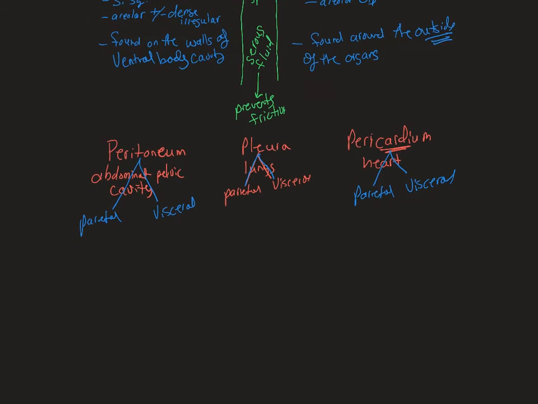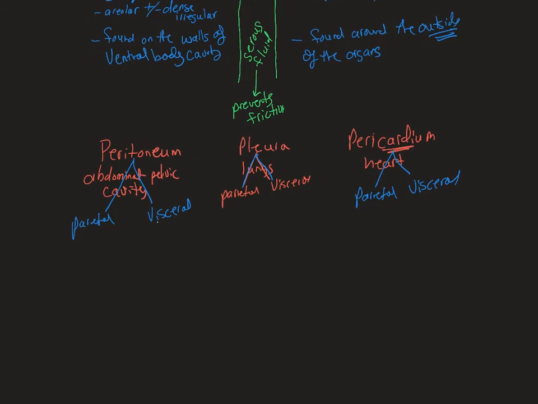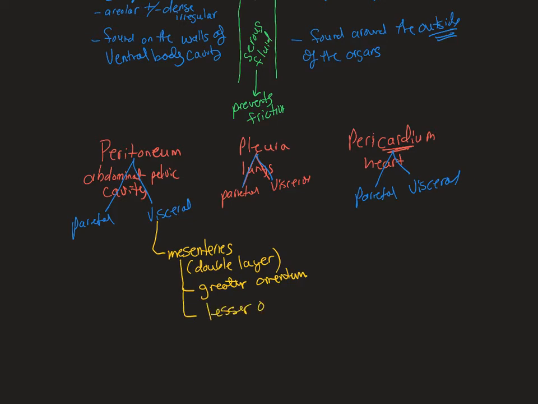And then amongst this visceral peritoneum, we've got some special types called mesenteries. And a mesentery is basically a double layer of visceral peritoneum. Okay? And then we've got two special types of mesentery called the greater omentum and the lesser omentum. Okay, let's look at a picture.